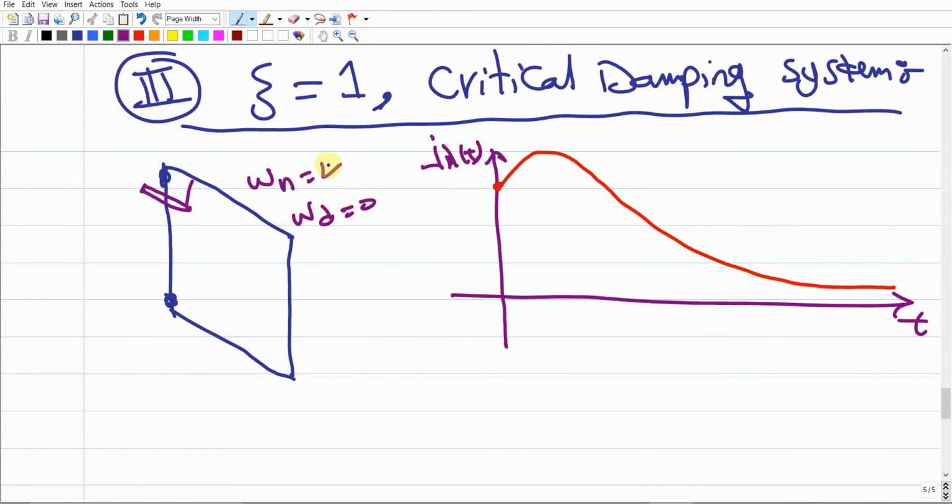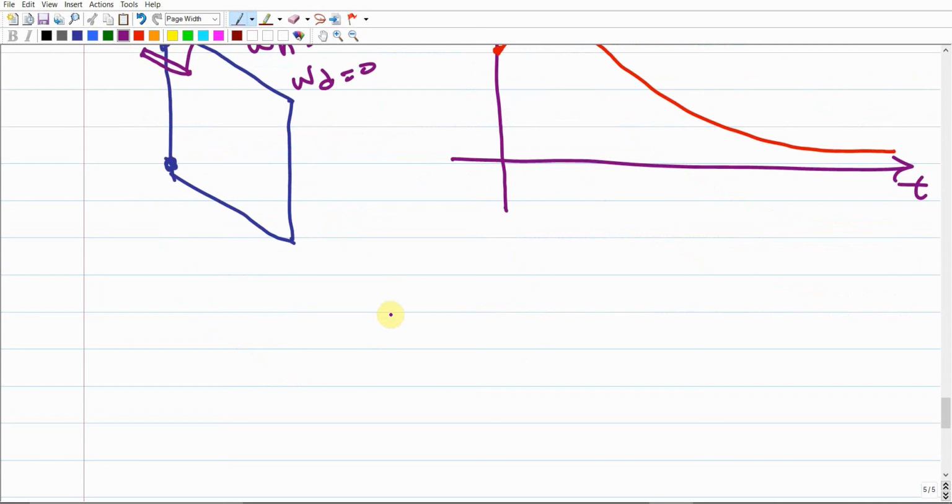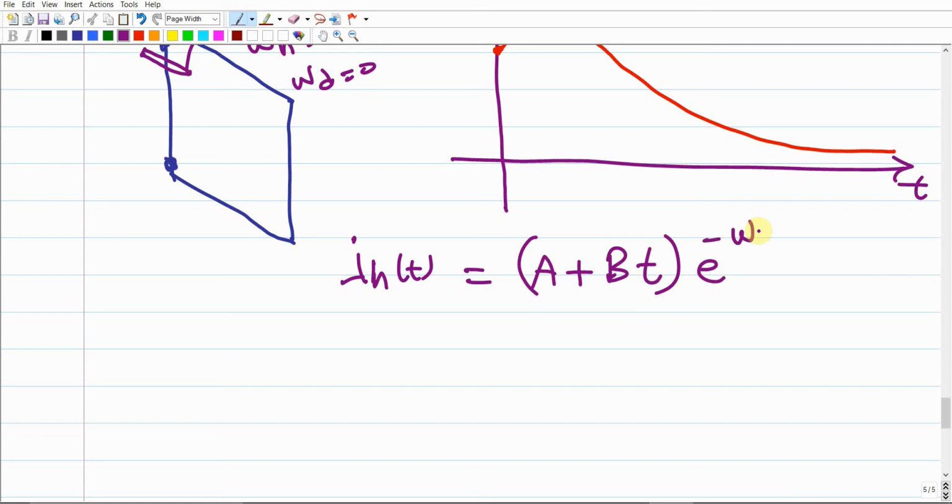So in some cases, we may experience an electrical circuit with such behavior, that xi equals 1. For this case, the current IH of t will be A plus B times t times e to the negative omega n t, while the roots s1 and s2 will be just negative omega n, because the omega d term will be 0.